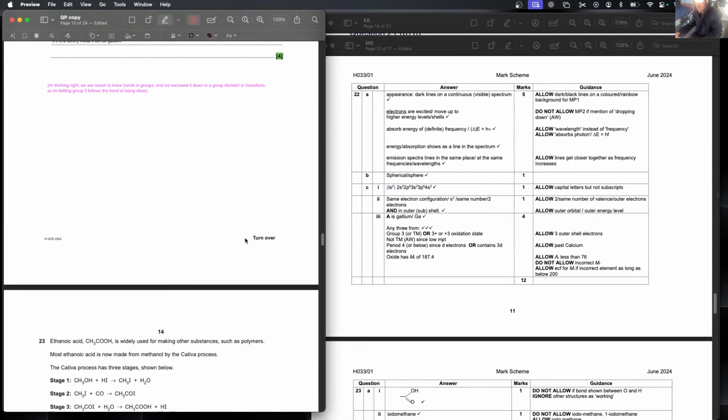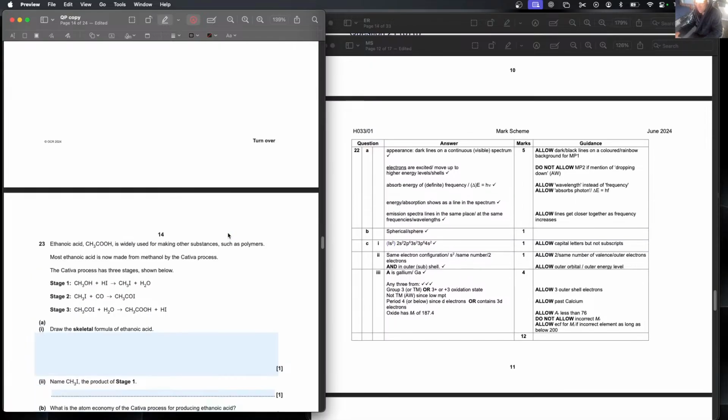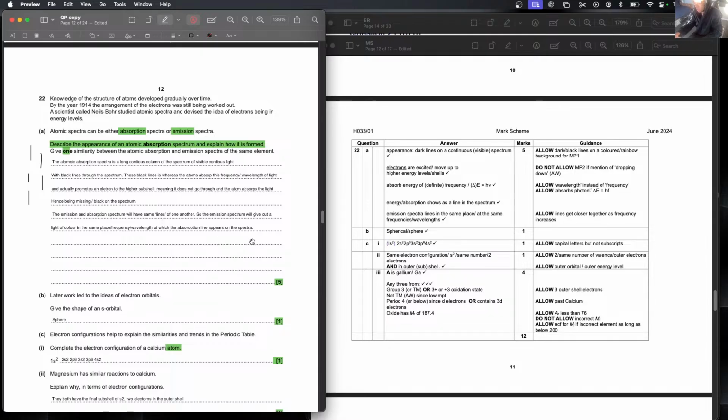Oh, scandium is a transition metal. I was thinking gallium, I was such an idiot. Yeah, so how many marks? Like, flipping out.